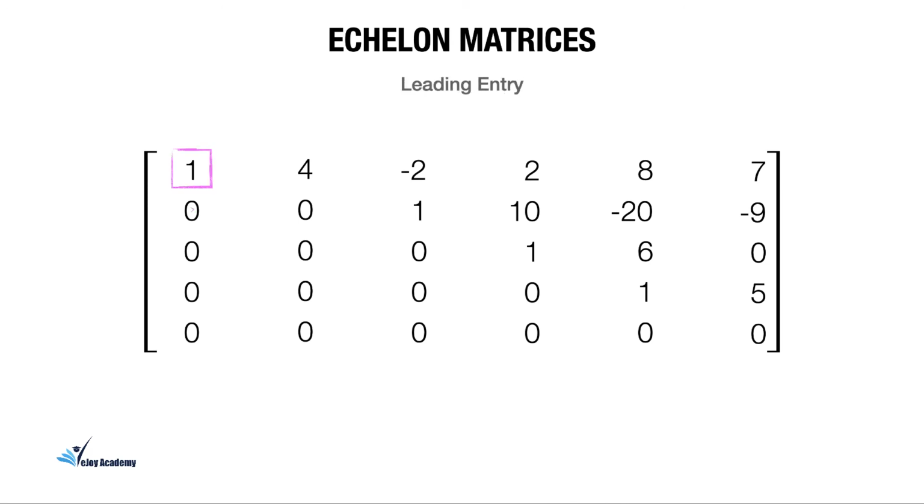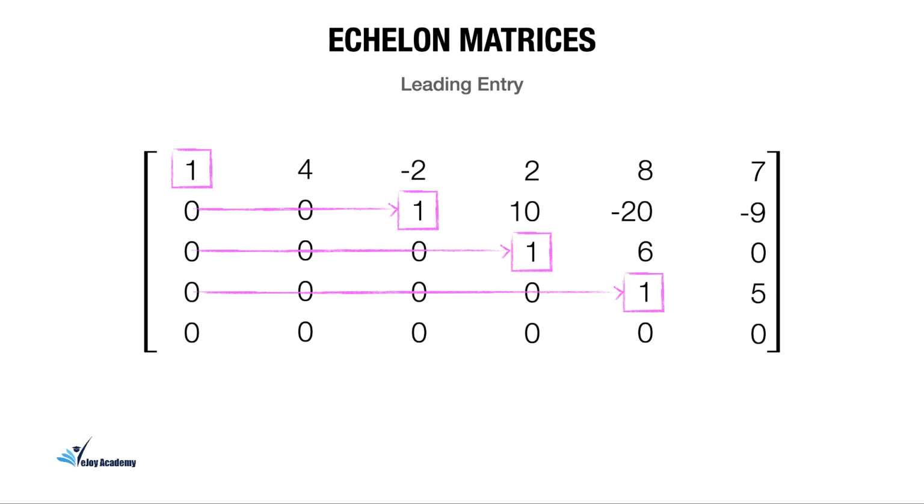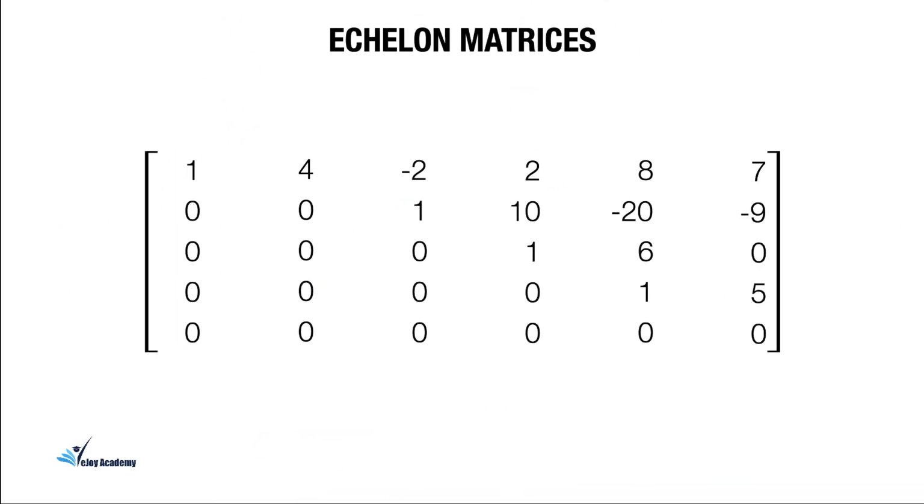The next term is leading entry. The first non-zero entry in each row of a matrix is called the leading entry. Having these terms defined, let's see what an echelon matrix is. An echelon matrix must satisfy three conditions.